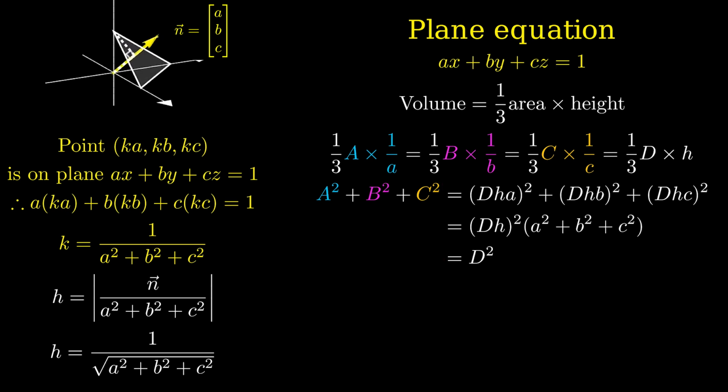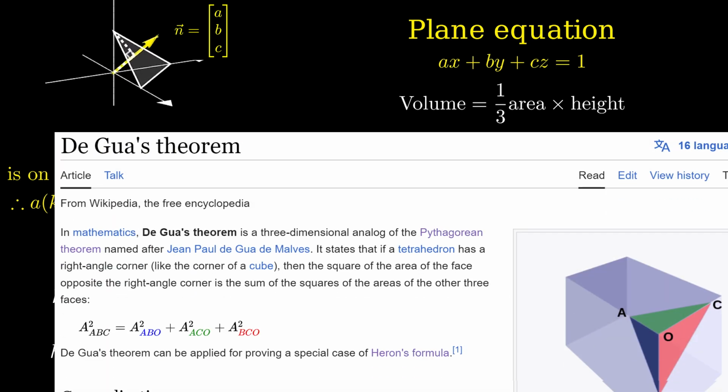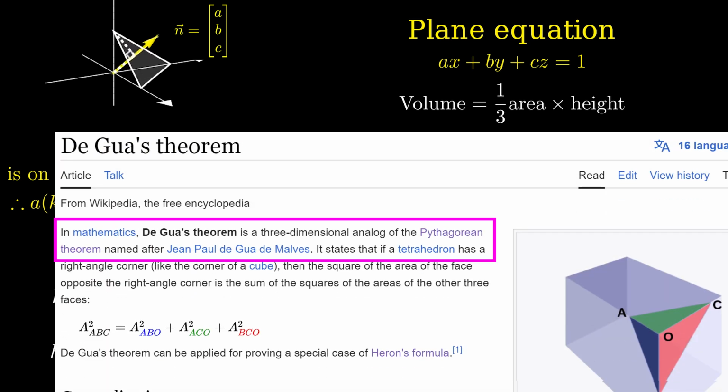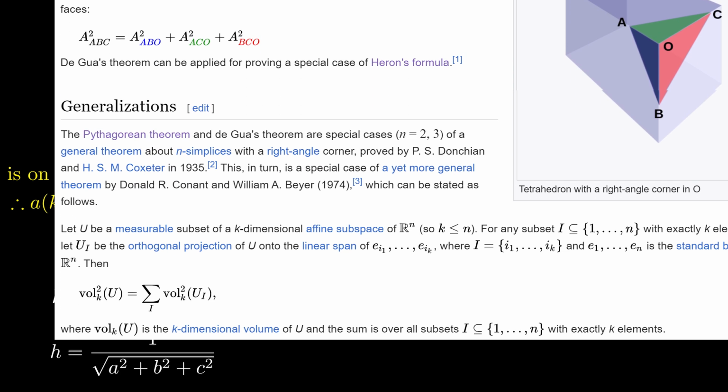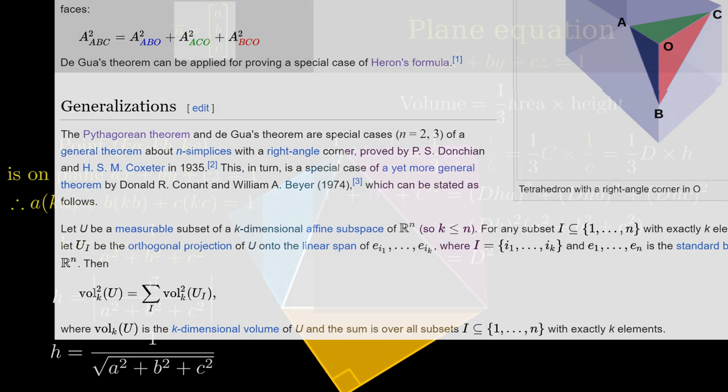Method 3 is definitely my preferred method of the three. Less algebra than the other two methods and more intuition as far as why this theorem actually works. It is a well-known theorem called De Gua's theorem, and it is a generalization of the Pythagorean theorem. Interestingly, it can be further generalized to apply to any number of dimensions, which is really cool but kind of a bit hard to visualize, so I'll leave this video here.